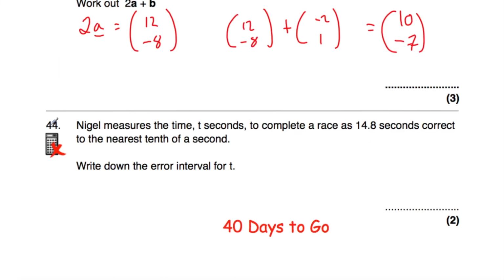Okay, let's have a look at our next question, question number 44. So question number 44 says, Nigel measures the time t seconds to complete a race is 14.8 seconds correct to the nearest tenth of a second. This has been rounded to 1 decimal place. And we've been asked to write down the error interval for t. So the time t would be bigger than or equal to 14.75, because anything below that would round down, but this is the lowest possible value that would round up to be 14.8 to 1 decimal place. And the time will go up to, but not include, 14.85. And that's it, that's the error interval for t.